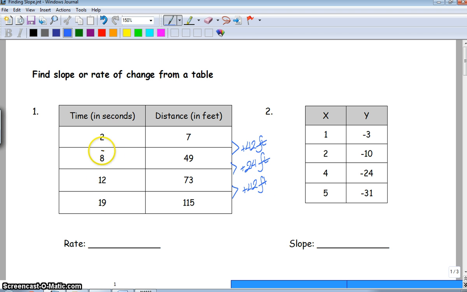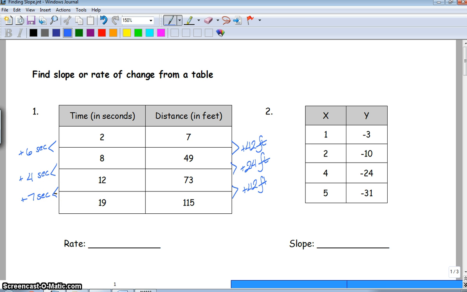Then find the change in your seconds. 2 to 8. Up by 6 seconds. 8 to 12. Up by 4 seconds. And 12 to 19. Up by 7 seconds.